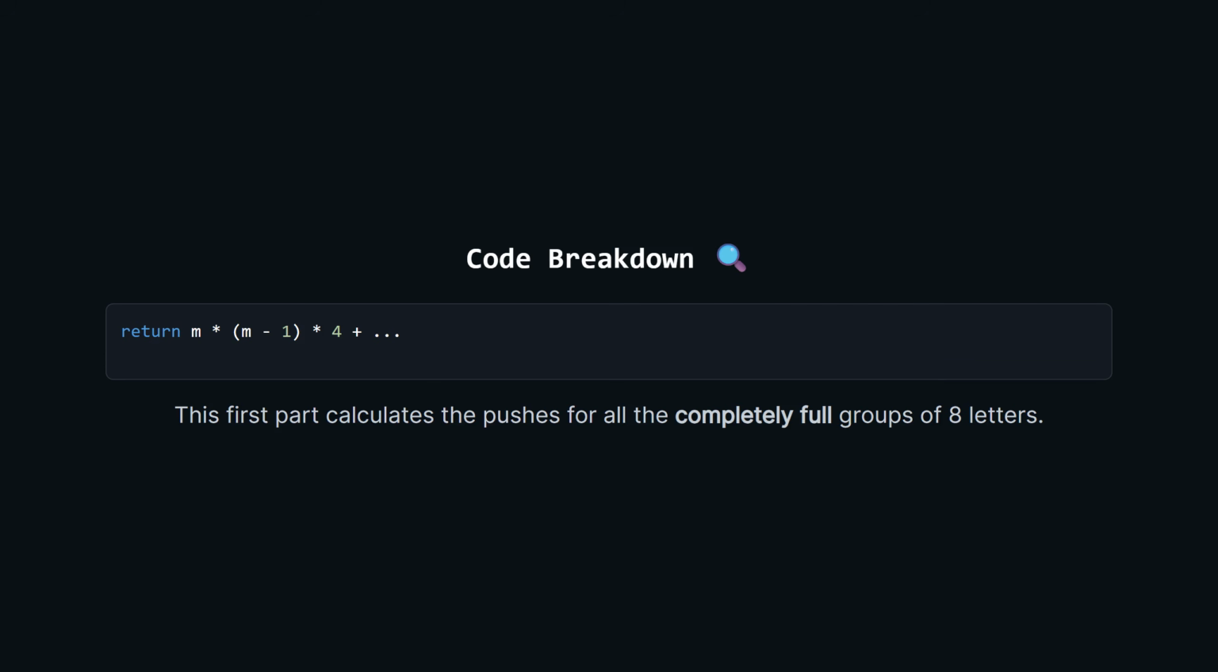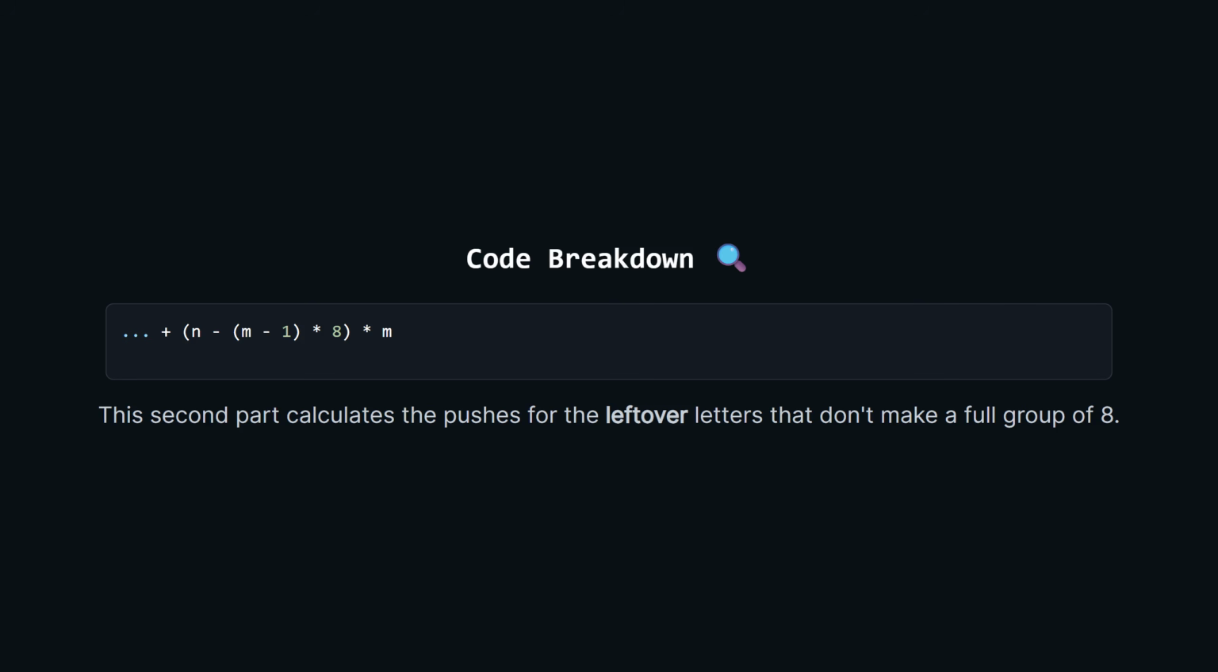The final return statement has 2 parts. The left side of the plus sign is a formula that calculates the total pushes for all the groups of 8 that are completely full. The right side of the plus sign calculates the cost for whatever leftover letters we have at the end that don't perfectly fill up a group of 8. Adding them together gives our final answer.